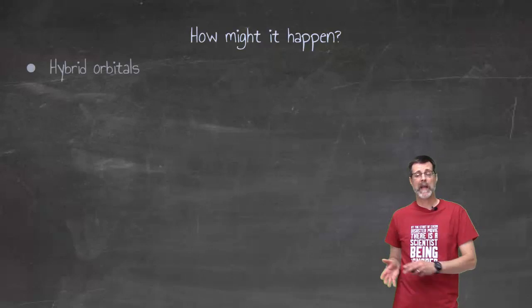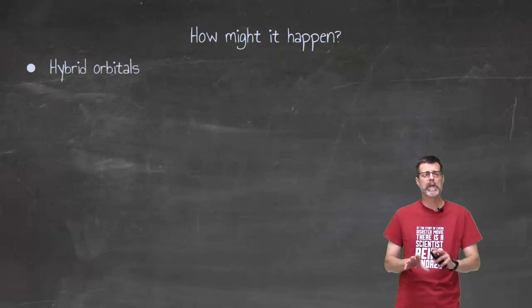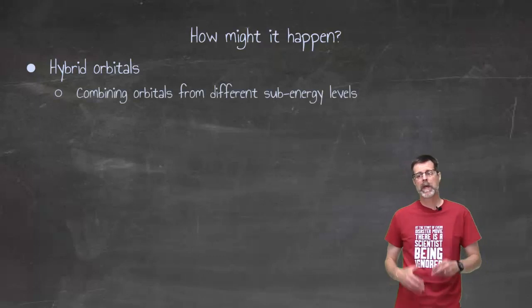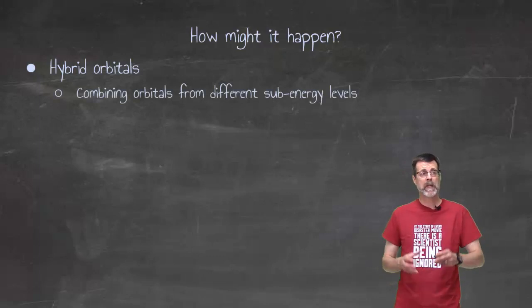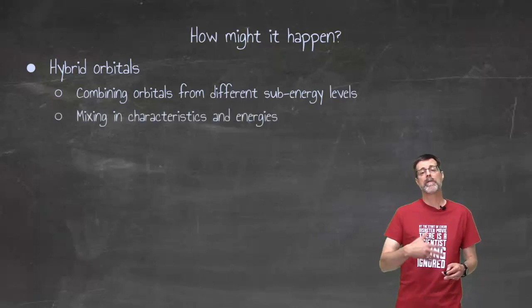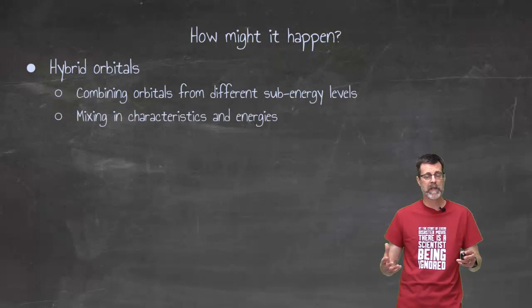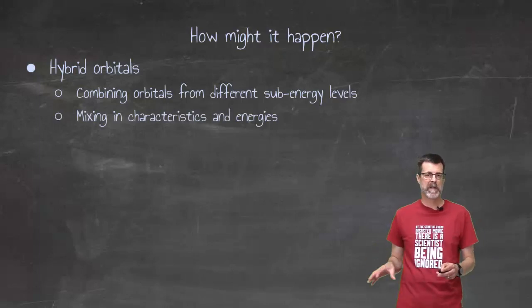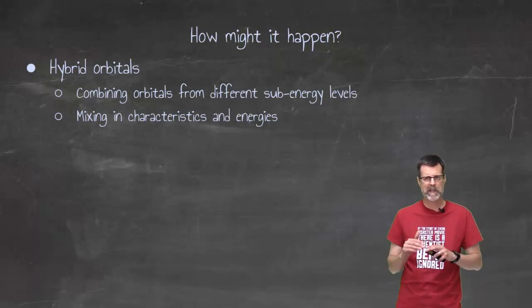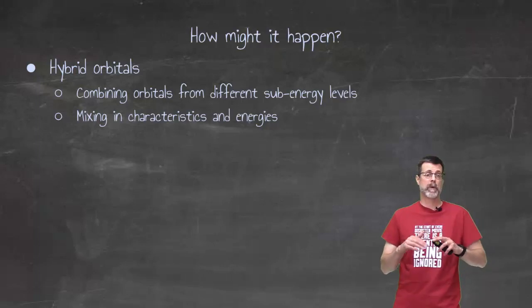Okay, so what might happen? The theory is that we're going to end up with hybrid orbitals, or hybridization. And what that means is I combine orbitals from different sub-energy levels into this new kind of orbital that I use for bonding. Not for running around doing atom things, but when bonds form. And they're going to mix characteristics, and they're going to mix energies. We're not going to worry too much about the energy, or get down to the details of how much energy they have. Not even really worried too much about their characteristics.